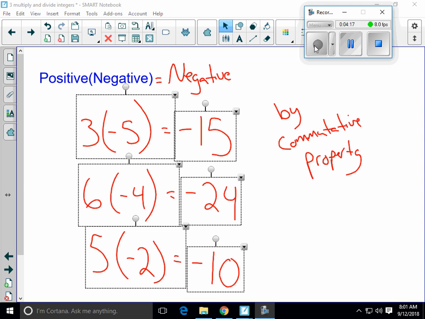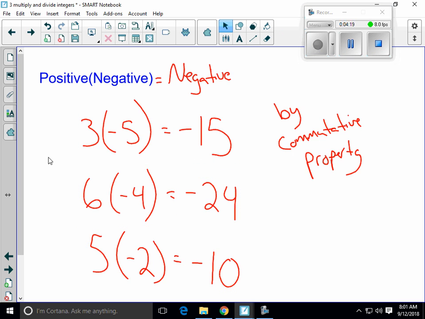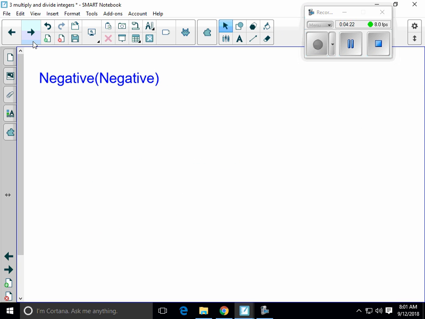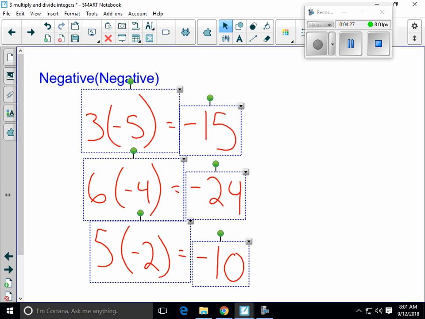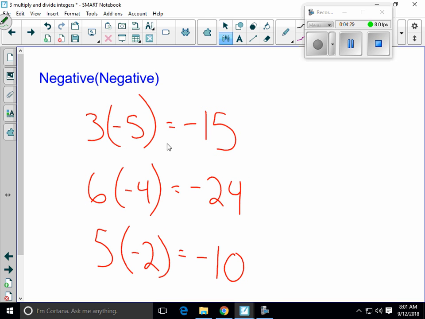Okay, let's copy these answers so we can figure out our last case. All right, so negative times a negative. Let me paste what we had from before. Okay, so our second value has to be negative, but our first value we have to make negative also. So instead of 3 times negative 5, it's going to be negative 3 times negative 5. Well, that negative out in front is going to have the opposite answer of what we got last time. Last time we got negative 15, so the opposite of negative 15 is positive 15.